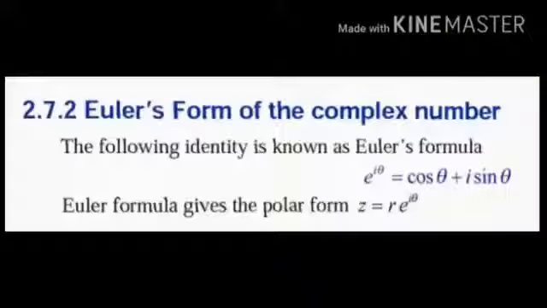e to the power i theta is equal to cos theta plus i sin theta. The Euler form can also be represented in polar form, that is Z equal to r e to the power i theta.